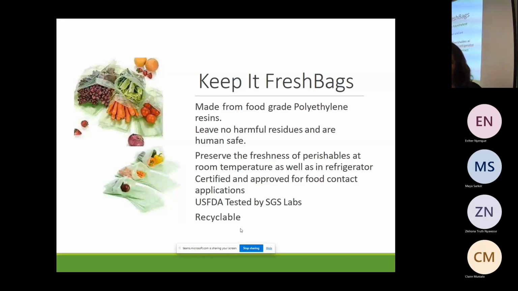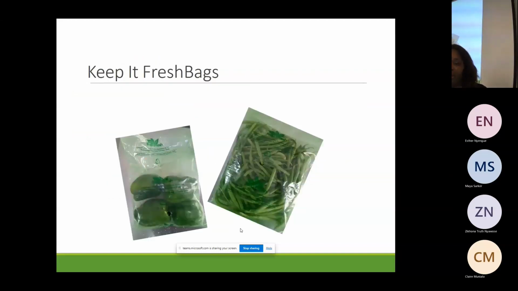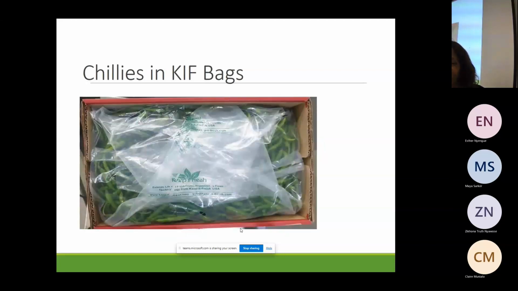And then if you look at the Keep It Fresh bags made from food grade polyethylene resins, they leave no harmful residues at all. So they are human safe, and preserve the freshness of perishables at room temperature as well as in the refrigerator. They are also certified for food contact application, and this was done by the US FDA through the SDS labs. And this is an example of the bags used for the green peas and also for the green peppers. And this one here being used in a bigger bag.